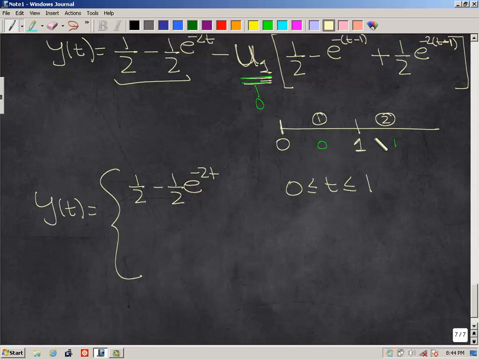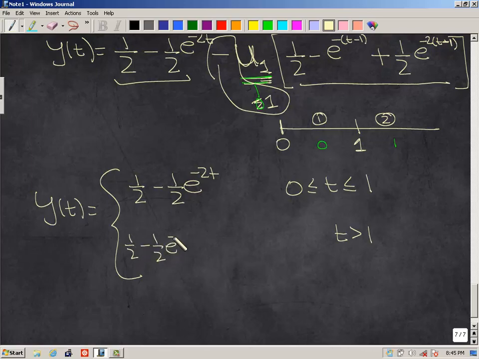Then what happens to the right of 1 when t is greater than 1? This u function is going to be 1 now. So you're going to multiply all of this by negative 1. So we get 1/2 minus 1/2 e to the negative 2t minus 1/2 plus e to the negative t minus 1 minus 1/2 e to the negative 2t plus 1. I keep writing plus today. T minus 1. These halves will cancel, and there's your answer.